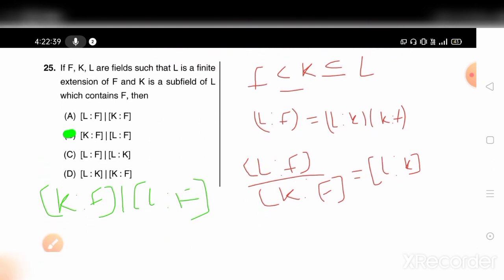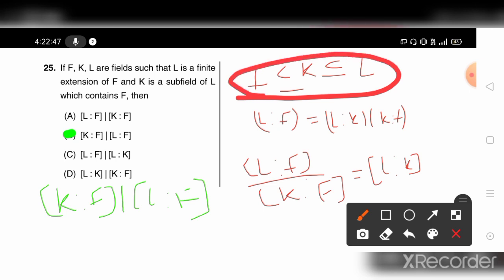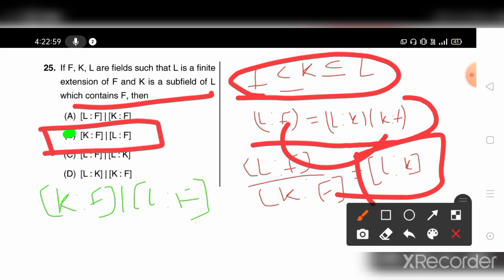If F, K, L are fields such that L is a finite extension of K, here this is given, and [L:F] equals [L:K] into [K:F], that is divided by [K:F], we get [L:F]. Here find [L:F], this is option B is correct.